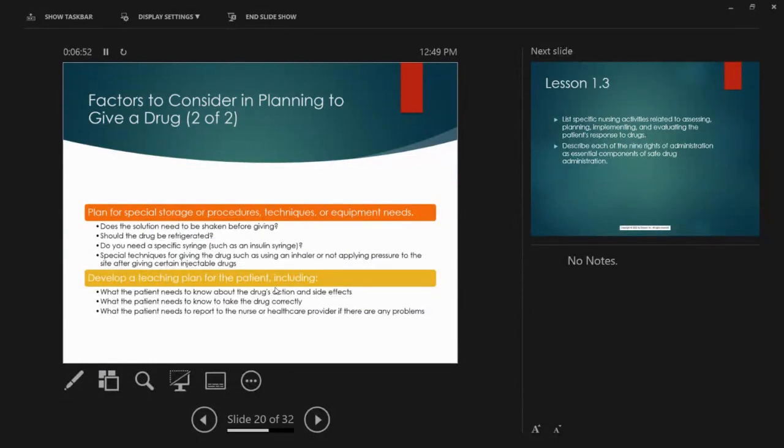The planning step of the nursing process is also the time to gather any special equipment that you will need to give the drug and review any special procedures that you will need to do to give the drug appropriately, like the Z-track technique when giving an IM injection.